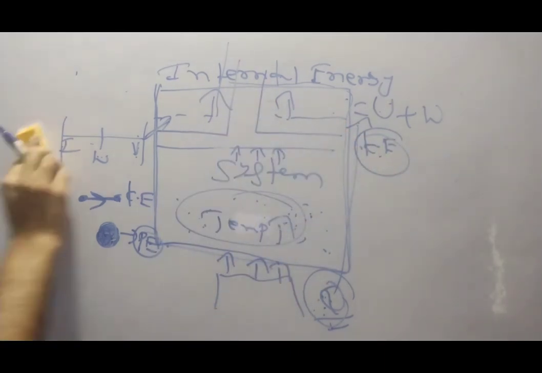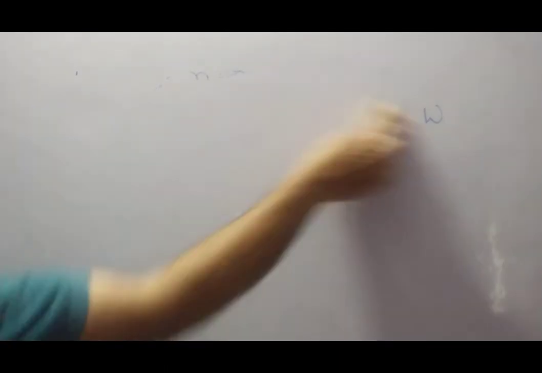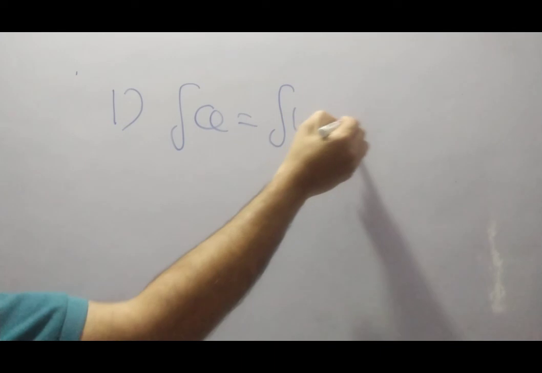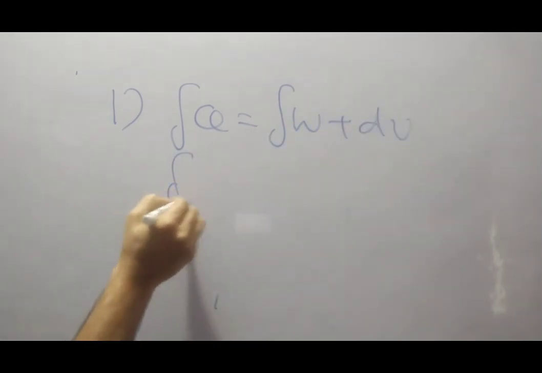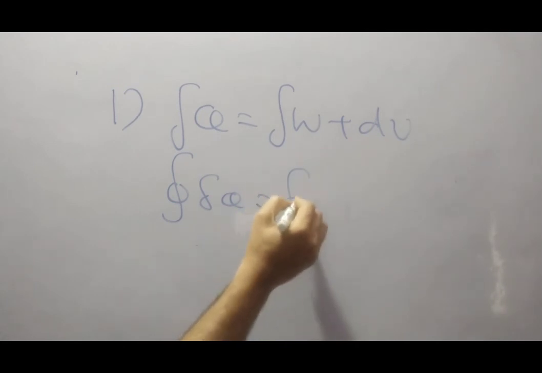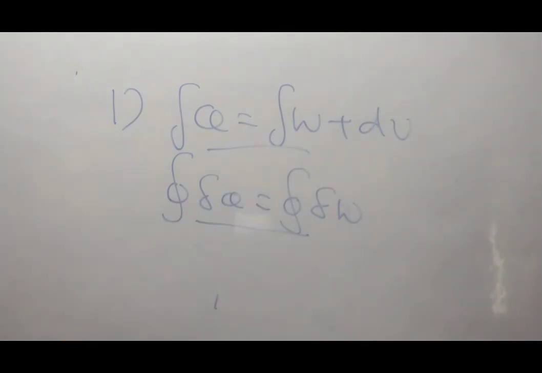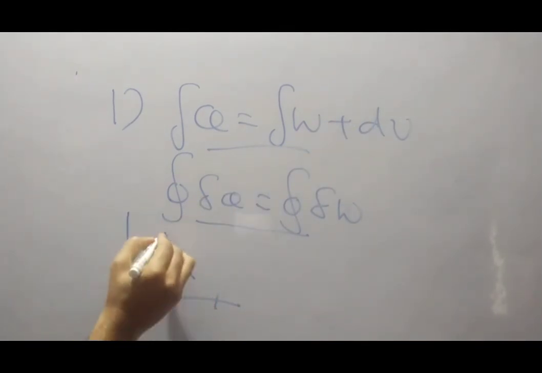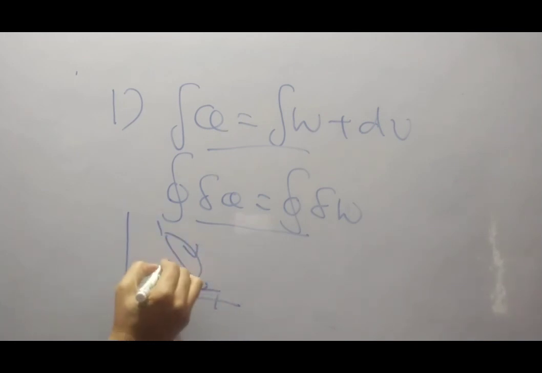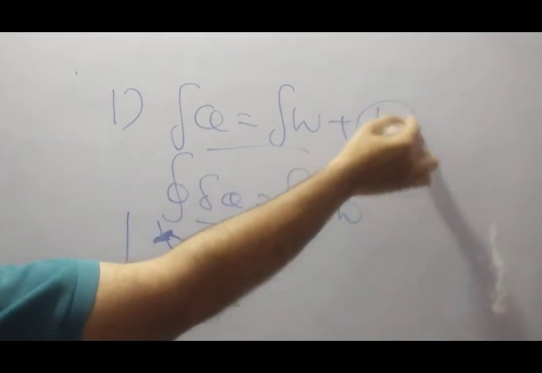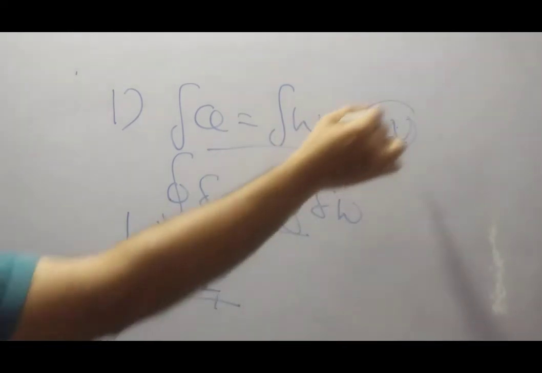Right? Now, the overall summary of this first law of thermodynamics is that two statements are there: delta Q equals delta W plus dU, and the cyclic integral of delta Q equals the cyclic integral of delta W. For a cycle, as I already told, the starting and ending points are the same, this is 1, 2. Here you are reaching point 1 again, so there is no change in internal energy, and that's why this value is 0.